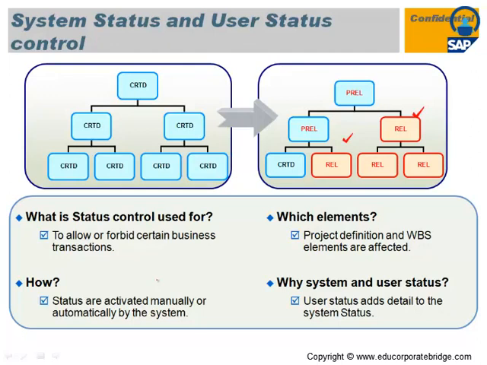Once you create a project, it will show as CRTD. As soon as you release a particular WBS, it will show as REL, and the above WBS, that is the parent WBS, shows as PREL. It means it is partially released. The released child WBS below shows as release, and their parent WBS shows as PREL, or the WBS which is on the same level shows as PREL. That is the partially released status.